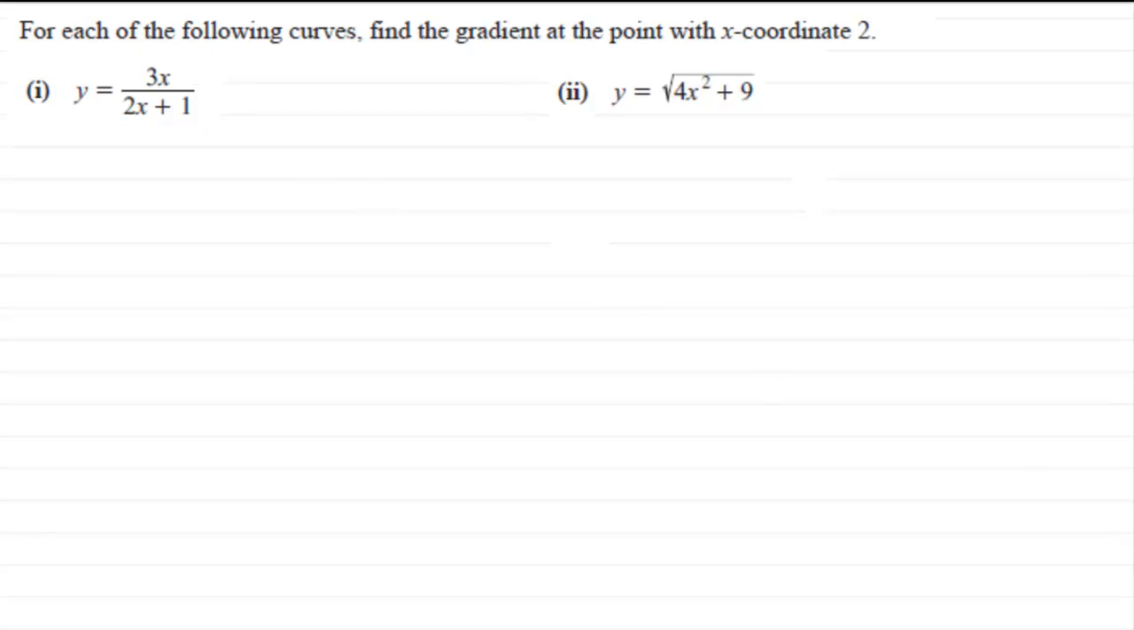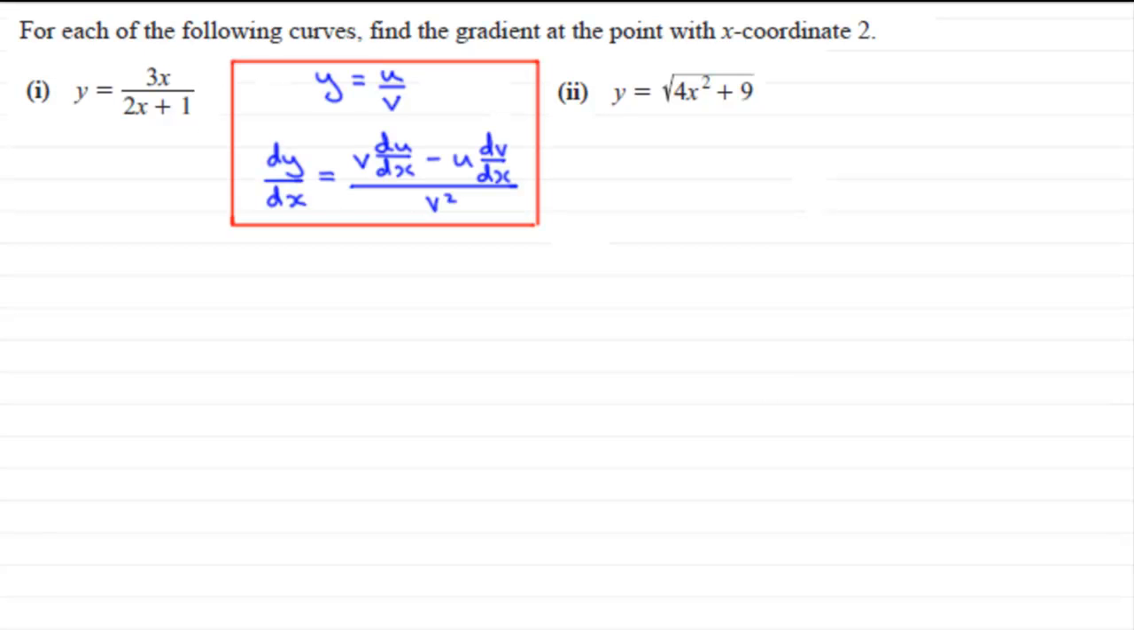And just to remind you what the quotient rule is, it is this: if you've got y equals u over v, where u and v are functions of x, then dy by dx equals v multiplied by du by dx minus u times dv by dx, all over v squared.